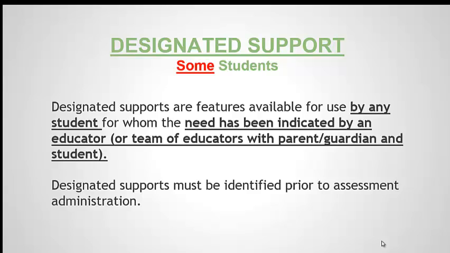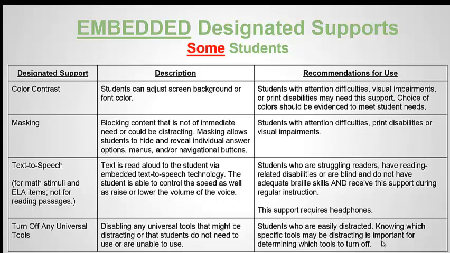Ideally, decisions about designated supports are made by all educators familiar with the student's characteristics and needs, as well as those supports that the student has been using during regular instruction and for other assessments. Designated supports must be identified and submitted prior to the assessment administration. The process for doing this will be discussed at the end of this video. Designated supports are available to all students for whom the need has been indicated.